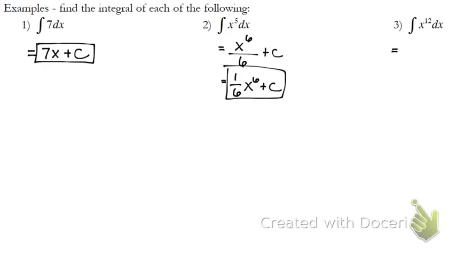For the next one, again, a reverse power rule. If you bump up the exponent by 1, you get x to the 13th over 13. I'm just going to write it as 1/13 x to the 13th plus c. Alright?